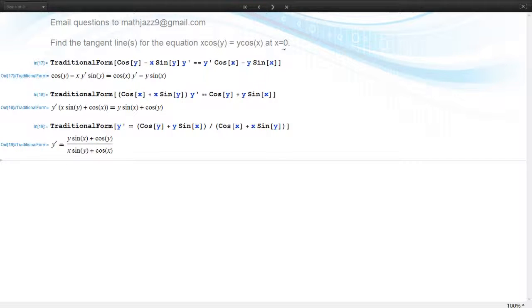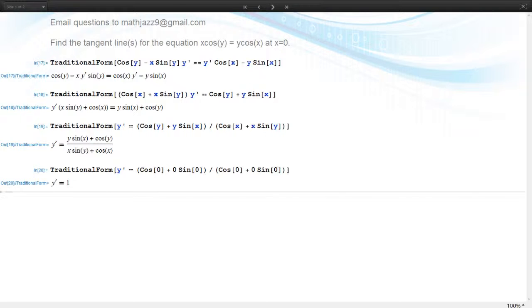And now I'm going to plug in the point x is 0, y is 0, because that's the only point on the curve that has an x coordinate of 0. So this is a 0, and this is a 0. I'm just plugging in all of the zeros. And I end up with y prime equals 1. So this means that the tangent line for this curve has a slope of 1.